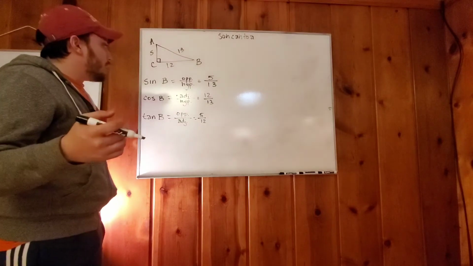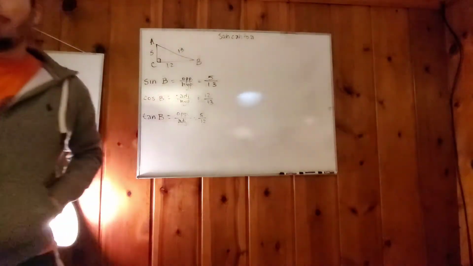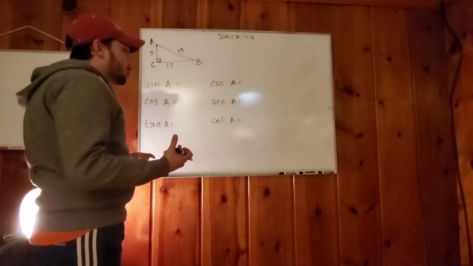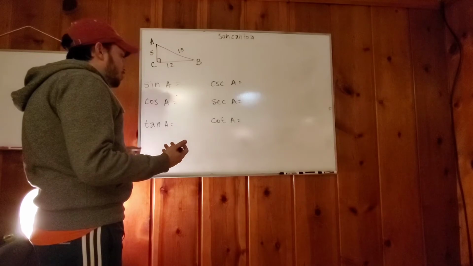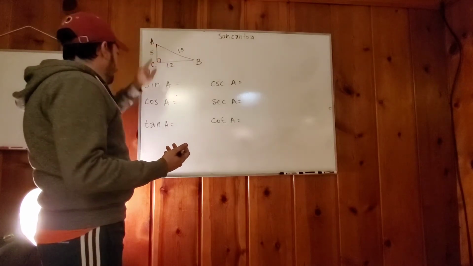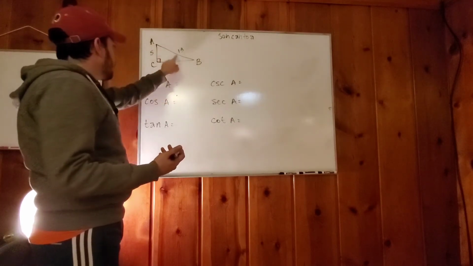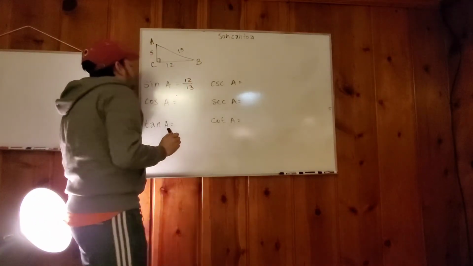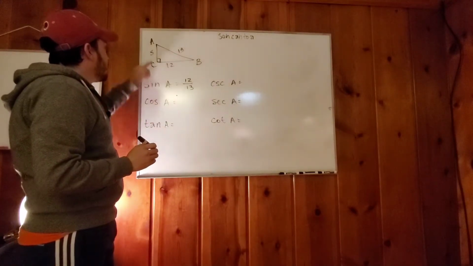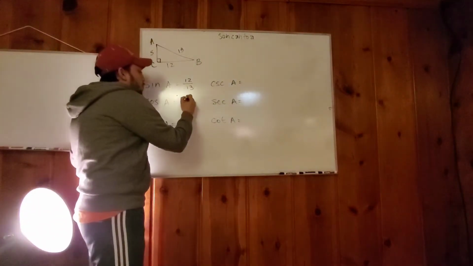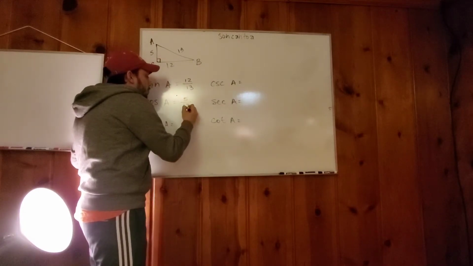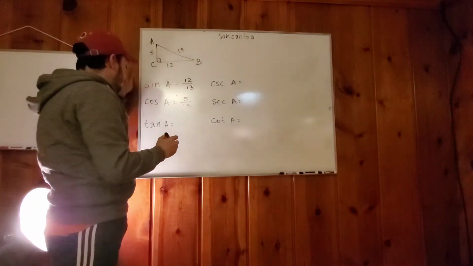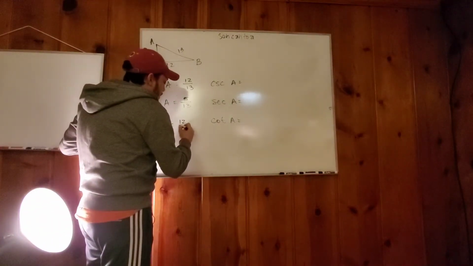All right, so let's move on to the second part of example 1. For the second part, we have to find all 6 trigonometric ratios for angle A. So, sine of angle A is the opposite over the hypotenuse. The opposite would be 12. The hypotenuse is 13. The cosine of A is the adjacent over the hypotenuse, which is 5 over 13. Tangent of A is going to be opposite over adjacent, so it's 12 over 5.